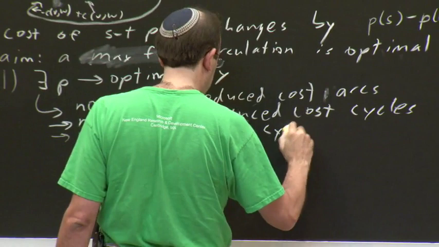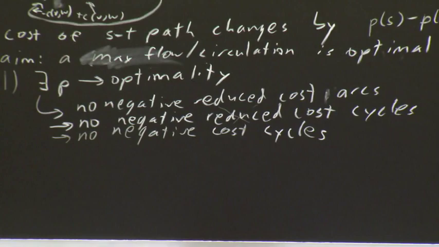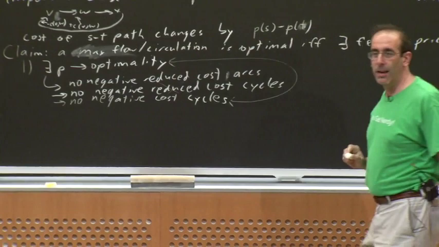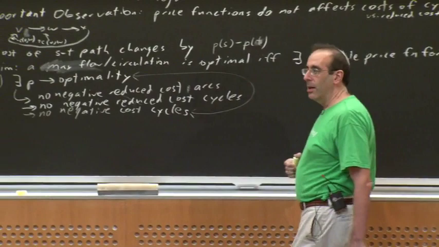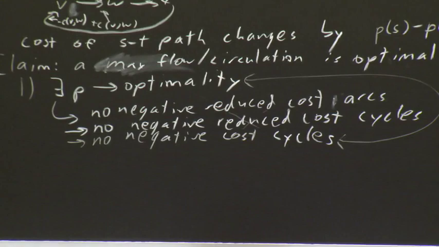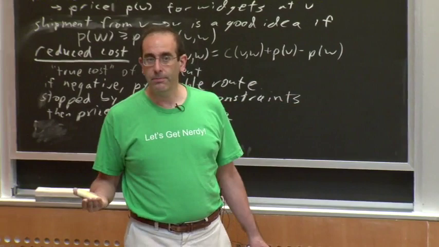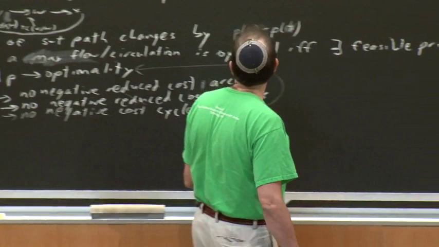And what is true, if there are no negative cost cycles, what can we conclude? Well, I already asked you that, so I won't ask you again. That implies that our flow is optimal. Okay? So it's interesting, the price function just kind of shifts cost around in order to make it clear that we don't have any negative cost cycles. It doesn't change the cost of anything, but it makes it easier to check that we are in fact optimal. So that's one direction.